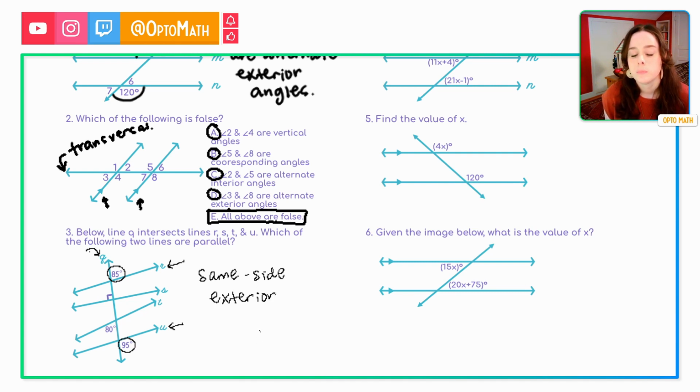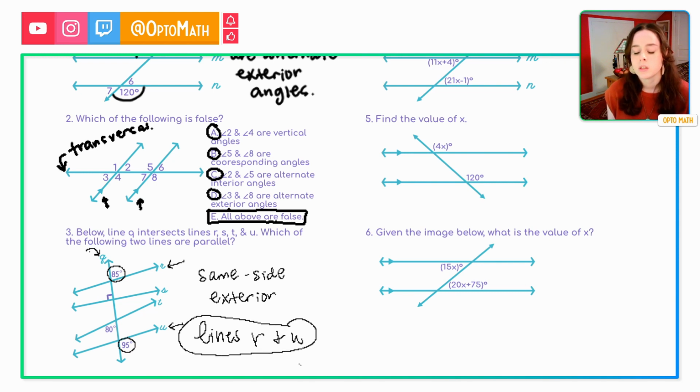So because they're same side exterior, and we know same side exterior is one of the examples of supplementary angles, then we know that R and U are the parallel lines. So we can say lines R and U. It just asks us for which lines.